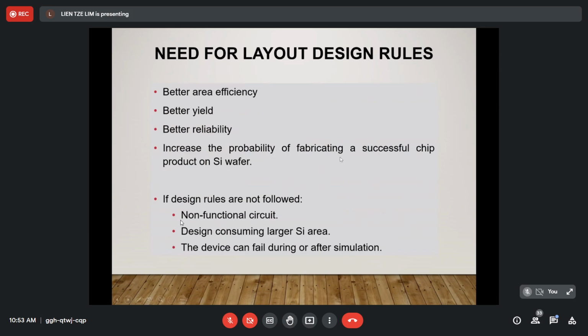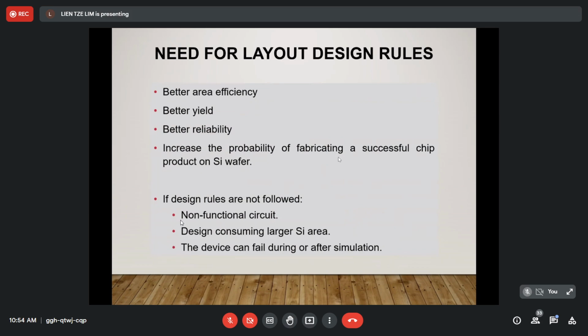Okay, so in a few previous slides, it mentions that the minimum spacing and width of some of the layers must be followed in order to avoid short and then avoid crack. All these shorts and cracks will cause the failure of the circuit. So if following the layout design rules, then the probability of fabricating a successful chip will be increased. All these are the important reasons why there is a need for the layout design rules.